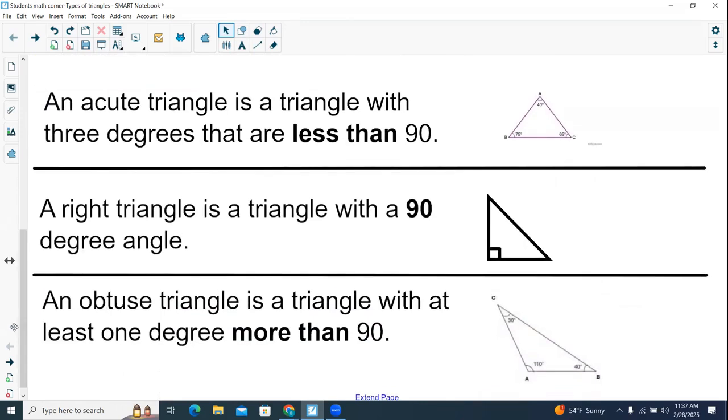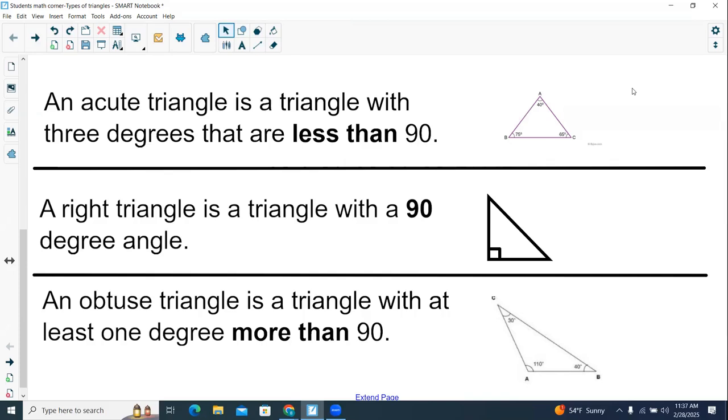The first is an acute triangle. An acute triangle is a triangle with 3 angles that are less than 90 degrees. We call it an acute triangle because look at it. It's just so dang cute. Look at it, just so small. Oh, it's great. No, but in reality, an acute triangle has angles that are less than 90 degrees.